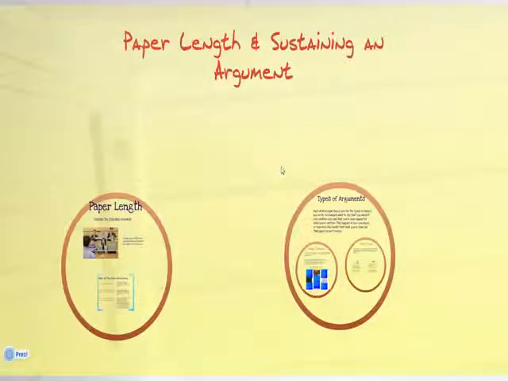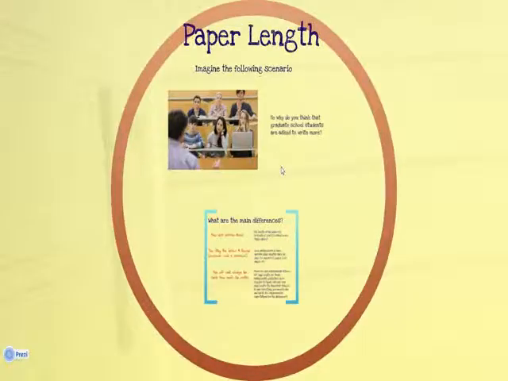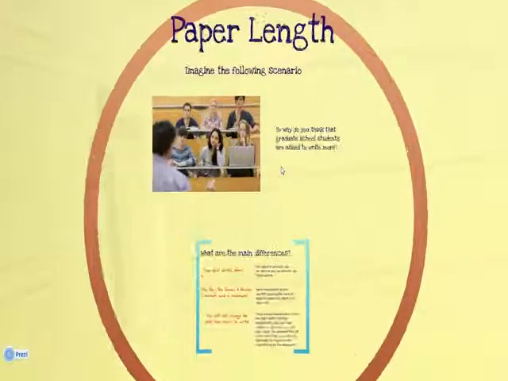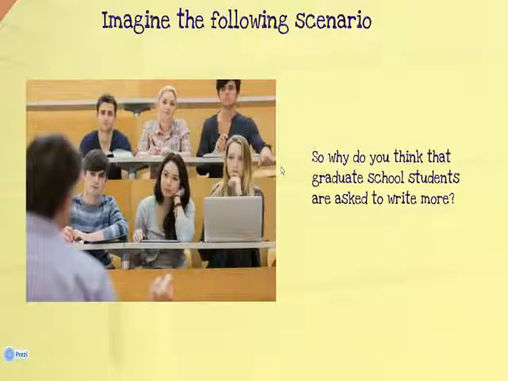All right, so scholarly writing. The first thing we're going to talk about is paper length. Okay, so for a minute, just imagine this scenario. You're in your first graduate school class, or a graduate class you've taken before, and you have a mix of undergraduate students and graduate students, and your professor is talking about the end of semester paper, and she says that undergrad students will have to write a paper about 8 to 10 pages. Okay, that doesn't seem too bad. And then she says graduate students will have to write a paper about conference length, which is about 15 to 20 pages. So why do you think graduate students have to write so much more?